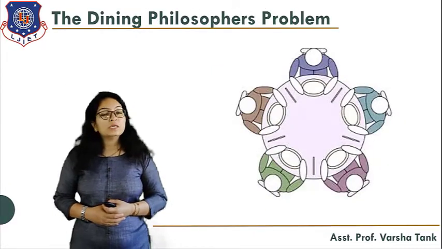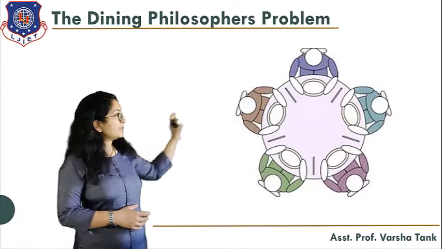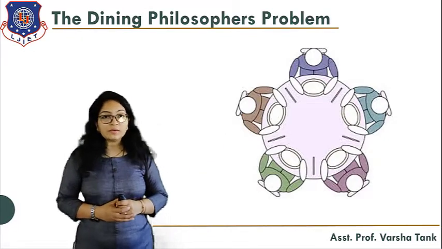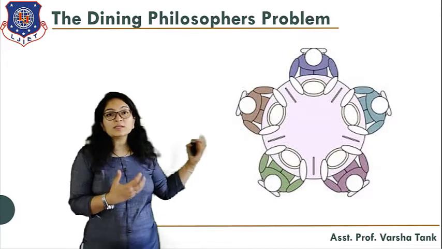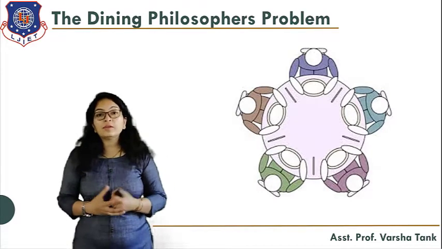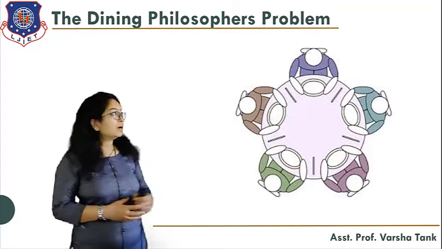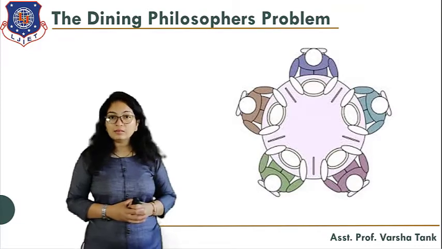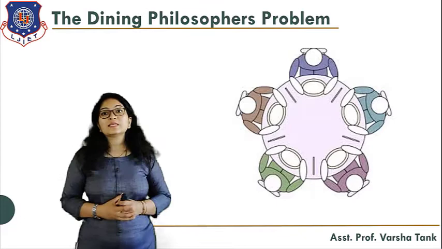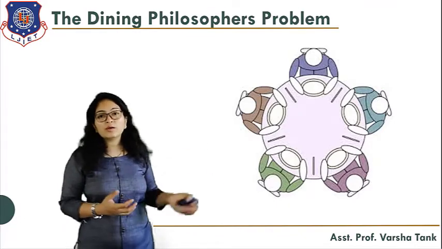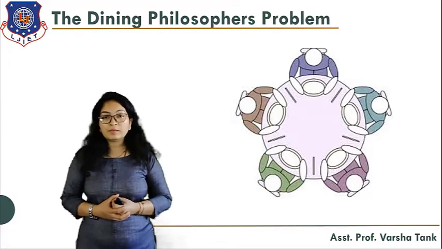Let's see. Here, this image defines the dining philosopher problem. Can you imagine what the problem will be in this dining philosopher? Let's see. Here, one dining table is there, and 5 philosophers are sitting. We will just take the example of 5. Many more dining philosophers may also be there.